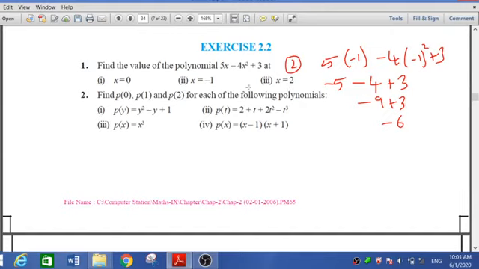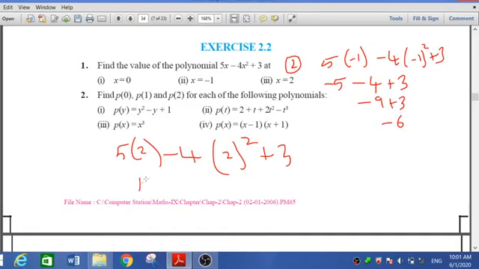Now I have to put x equal to 2. So 5 into 2, minus 4 into 2 squared, plus 3. Now try to solve this sum. Try to solve this sum.